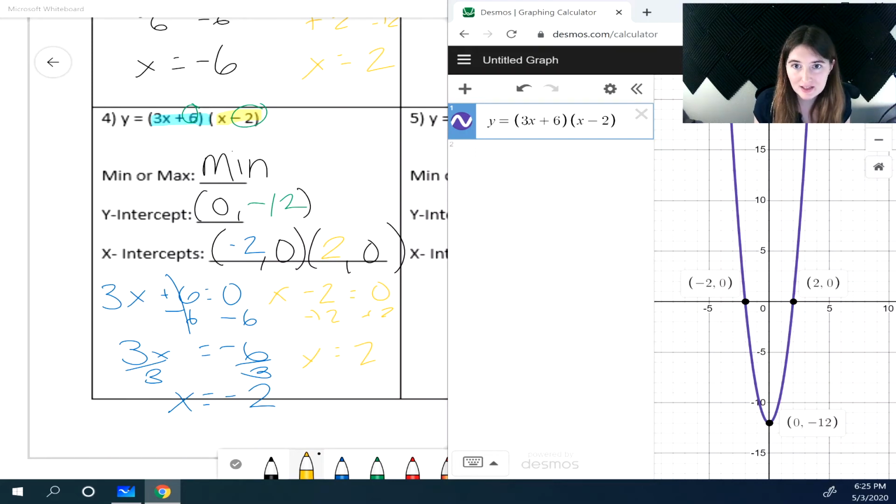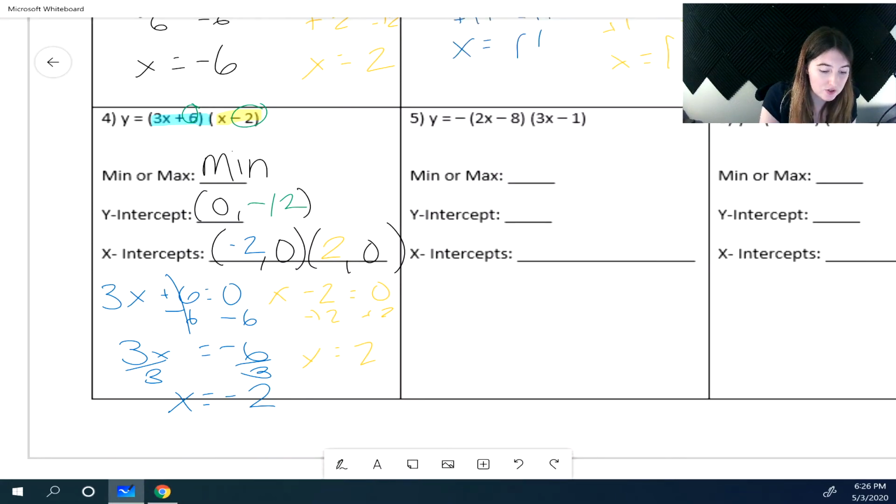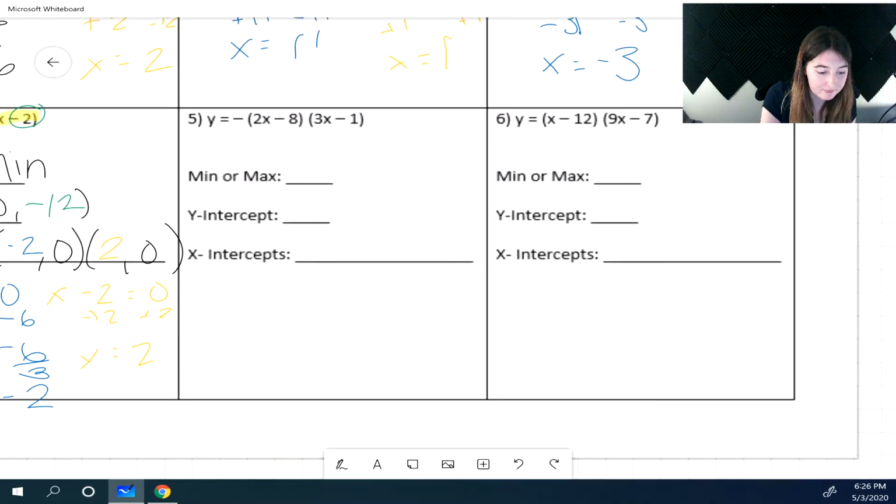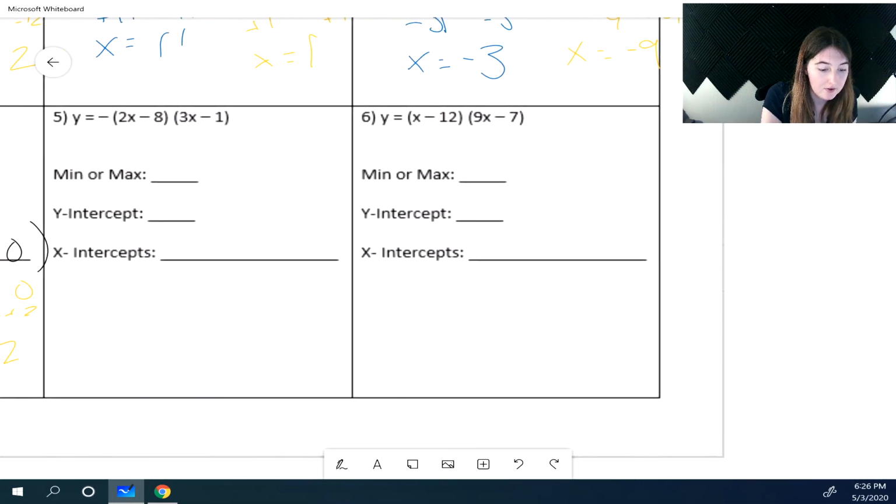So was it really that much different? No. We did the same thing. We followed the same steps, and we're able to still get our answer. Okay, let's go ahead and try number 5. Number 5 is similar. We're doing some of the same stuff. So let's first look. Minimum or maximum? Do I have a positive or a negative in front?